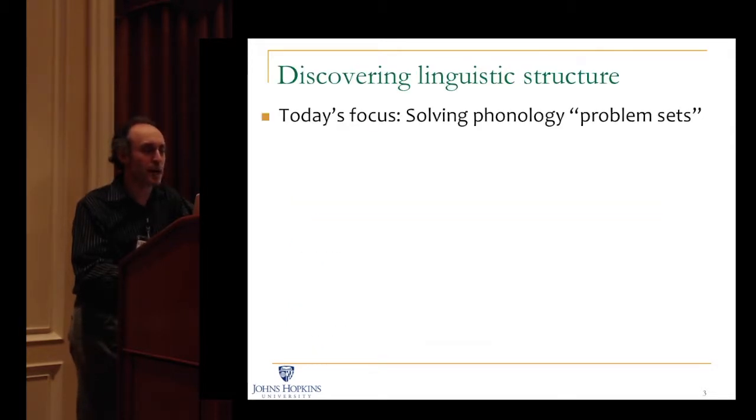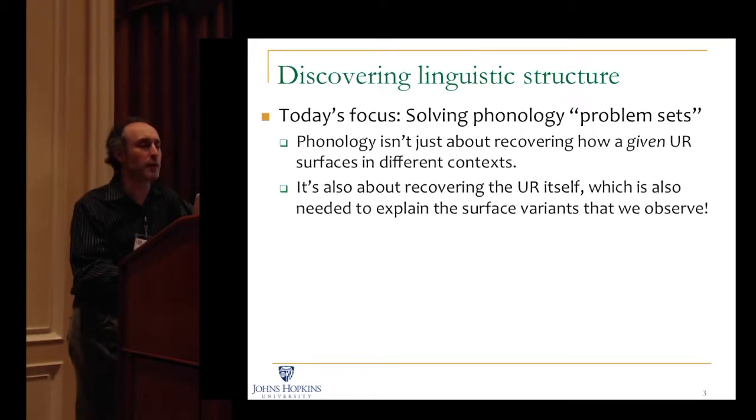So today's focus is basically on solving phonology problem sets. There's been a lot of work on recovering constraint rankings, but phonology is not just about recovering how a given underlying representation, or UR, surfaces in different contexts. It's also about a problem that's gotten a lot less computational attention, although Gaja has worked on it, which is recovering the UR itself. We need that in order to explain the surface variance that we observe. And I should mention that while I'm not paying homage to Chomsky 1957, it is the 50th anniversary of Chomsky and Halle 1968, whose theory I'll basically be following the bones of.